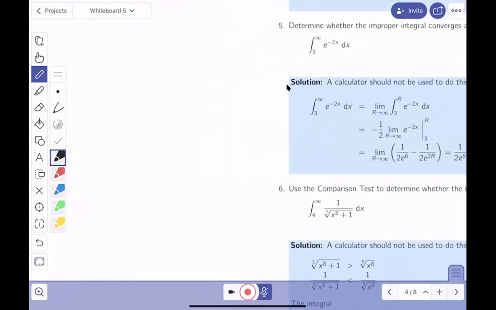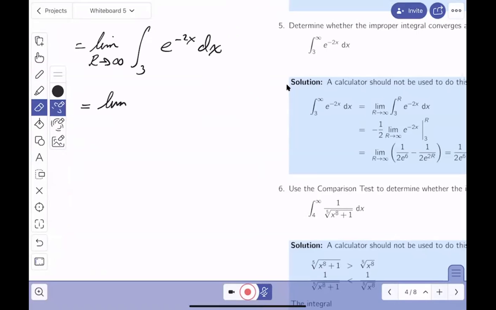And the first thing I would do, if this is an exam question, is write down that this is equal to the limit as r goes to infinity of the integral from 3 to r of e to the minus 2x dx. Maybe I'm getting a little better now. When I say limit, write it down. Whoops, I just made another mistake and I got to erase it now. That's not infinity, that's some finite number r. So r goes to infinity.